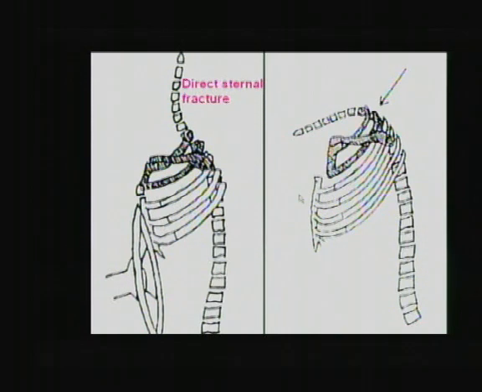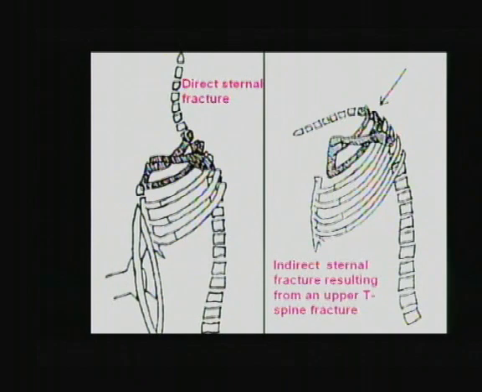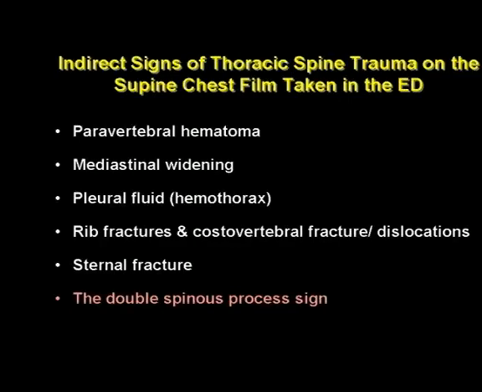Whereas the indirect type is due to a fracture of the spine, where the ribs are pulled back and they pull with them the manubrium. I'll show you an example. So this is the indirect type. And once we see this, we have to look very carefully at the spine and react accordingly and immobilize the patient accordingly if we want to do CT or anything like that.